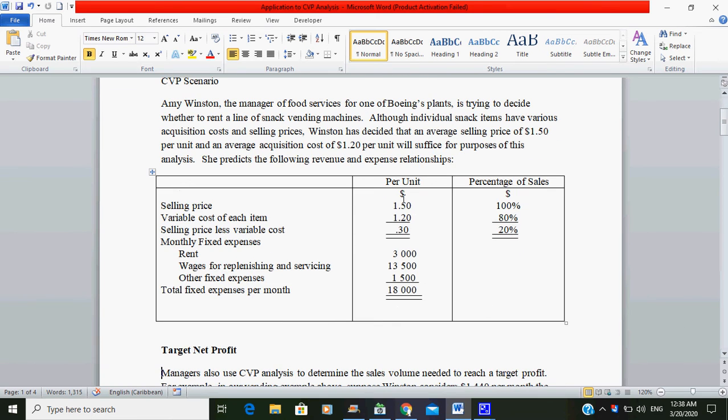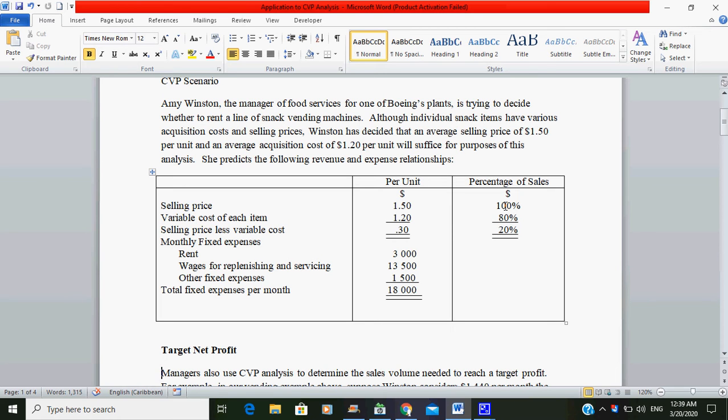She has a $1.50 selling price per unit. Our variable cost per unit would be $1.20. When you subtract the variable cost per unit from the selling price, you get what? 30 cents. That 30 cents now represents what you call unit contribution margin. You'll see me mention it later on in the clip.